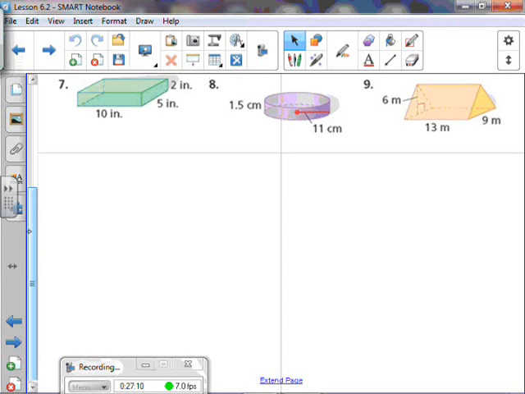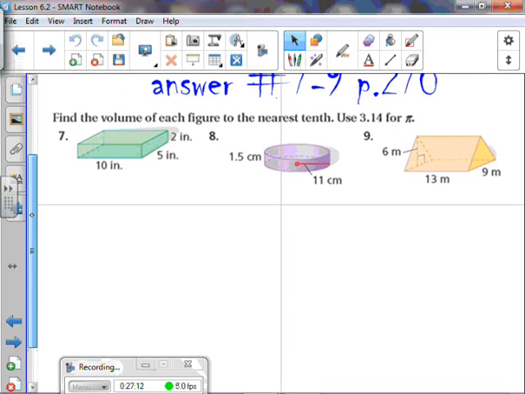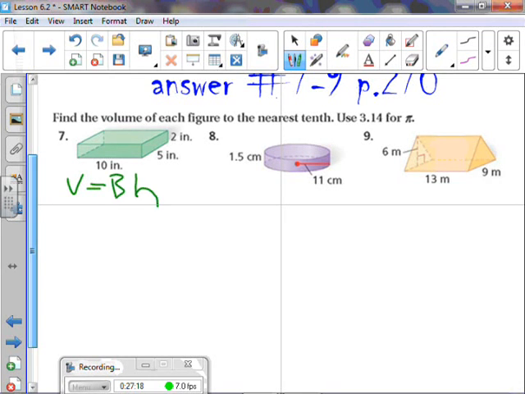We have, first of all, a rectangular prism. The volume of a rectangular prism, as with any of these prisms or cylinders, is base times height, but our base is a rectangle here, 10 by 5, so it's really length times width, because length times width is the area of a rectangle. So length times width times height.